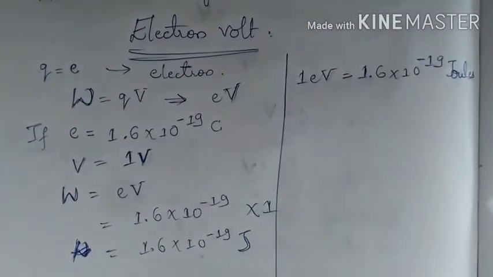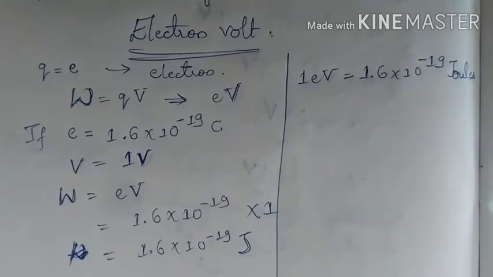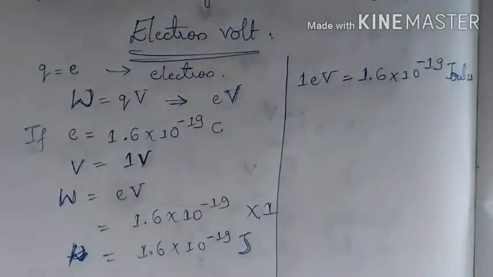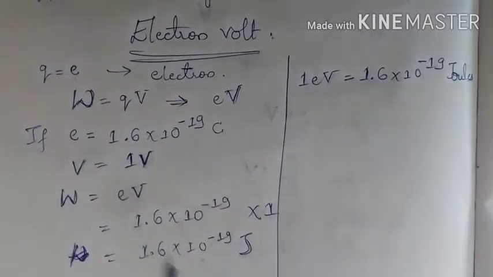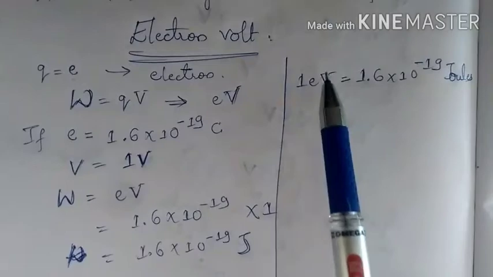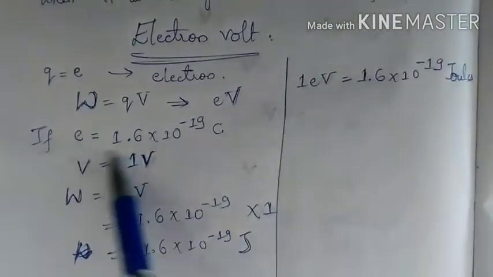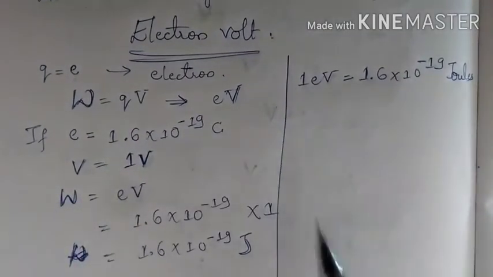So 1 eV is equal to 1.6 × 10^-19 joules. So that means 1 electron volt of energy can be defined as the energy acquired by an electron when it is accelerated through a potential difference of 1 volt. So 1 eV means the energy that is acquired by the charged particle, or by the electron, when it is accelerated through the potential difference of 1 volt.